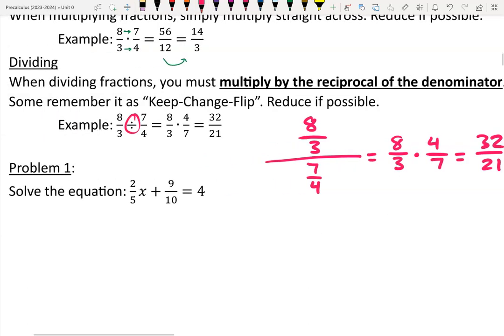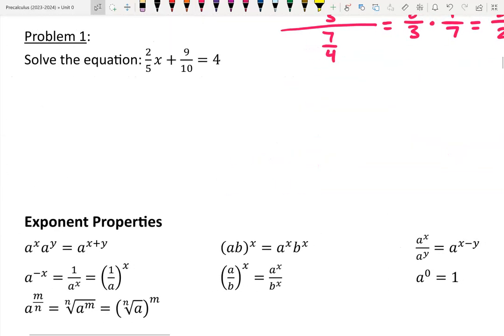So let's go ahead and solve this equation in problem number 1, using our operations to be able to isolate. Remember, solving, we have to isolate our variable. So we're going to go ahead and first minus 9/10 on both sides.